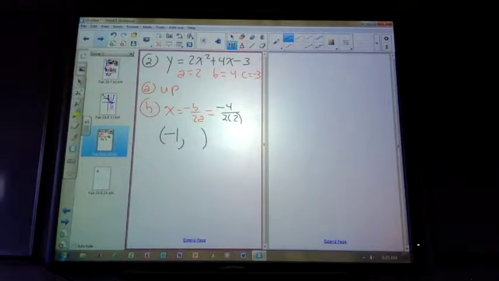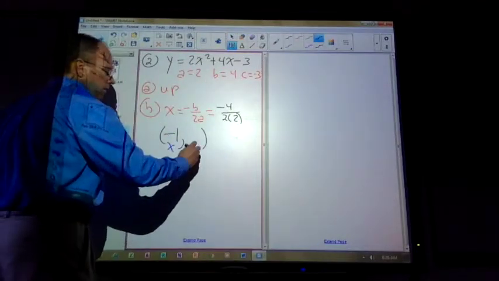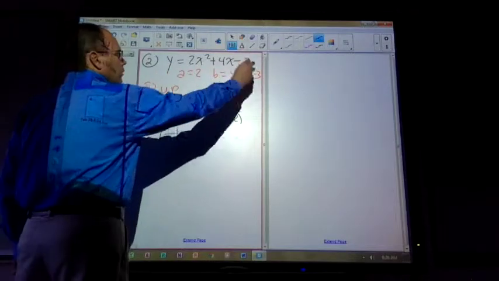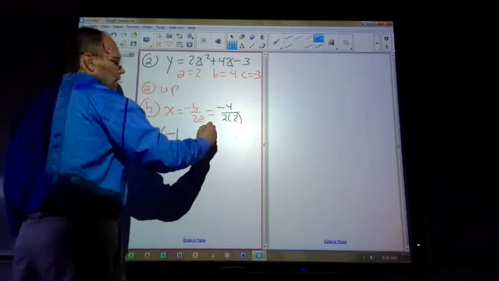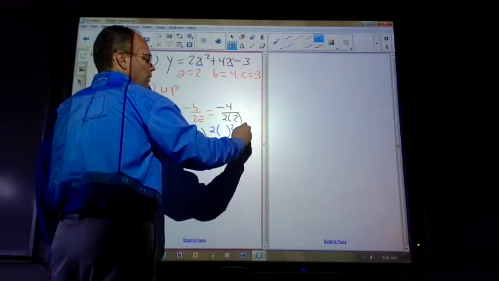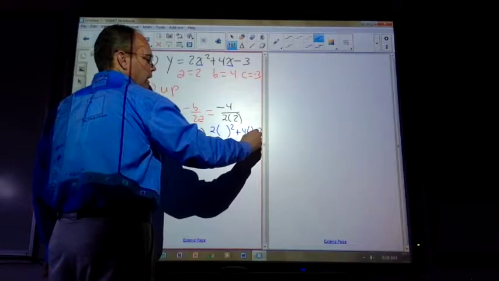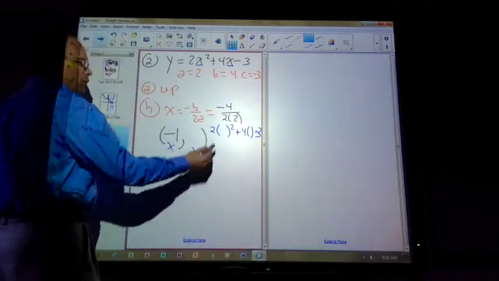Where do we plug it in? This is my x value. I'm looking for a y value. I know that y is equal to this relationship. So I'll take that, plug it in there and there. Okay? So I have 2 times x squared plus 4 times x minus 3. Let's do this. That was an x. What's going to go right here?